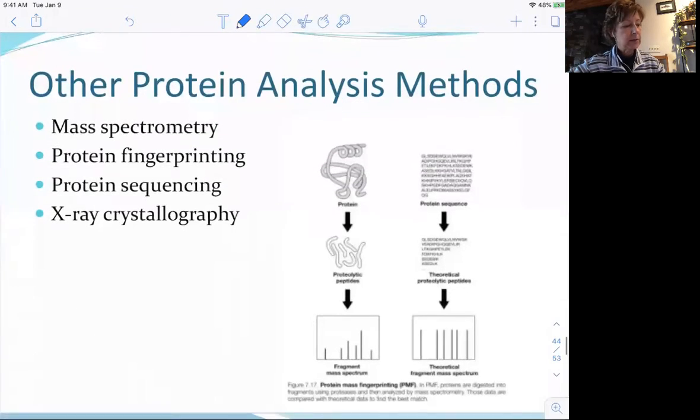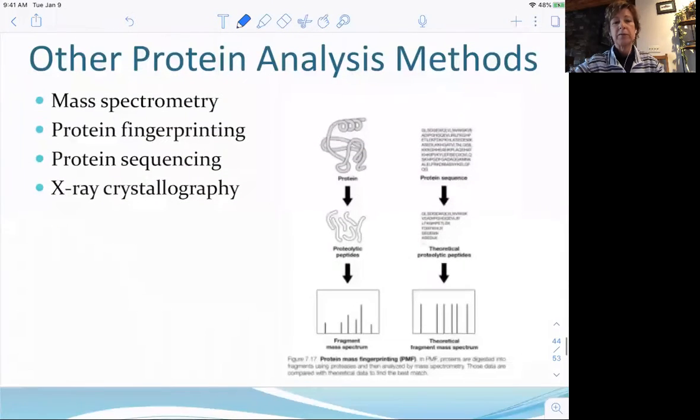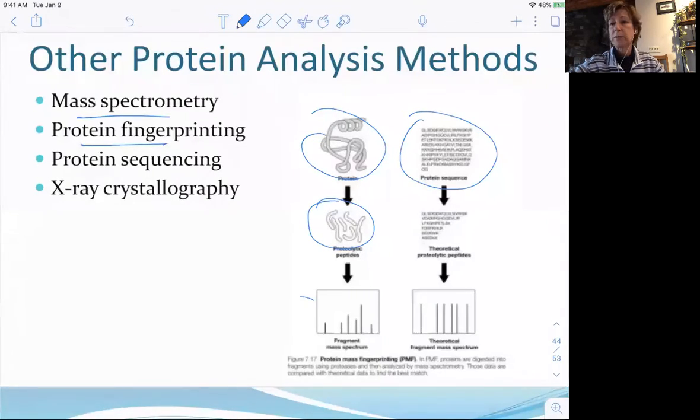Some other methods are more complicated analyses, but eventually you'd like to know the sequence of a protein. So you might start with mass spectrometry, which can measure the mass of a protein very precisely, down to individual atoms. You can do protein fingerprinting, where you chop up a protein into individual peptides and then separate those by mass spectrometry, and eventually get the protein sequence, so you'd know the order of amino acids.